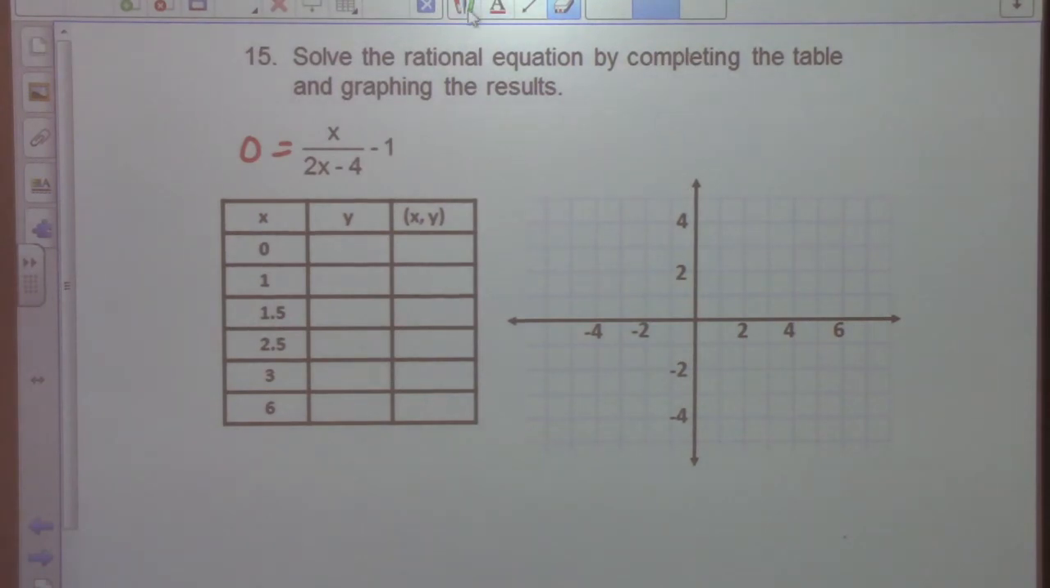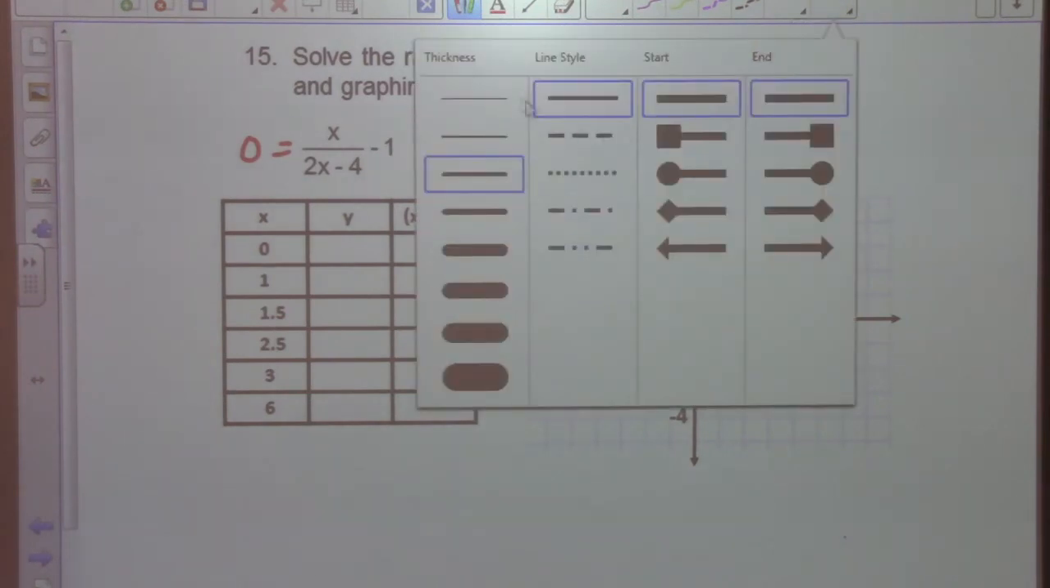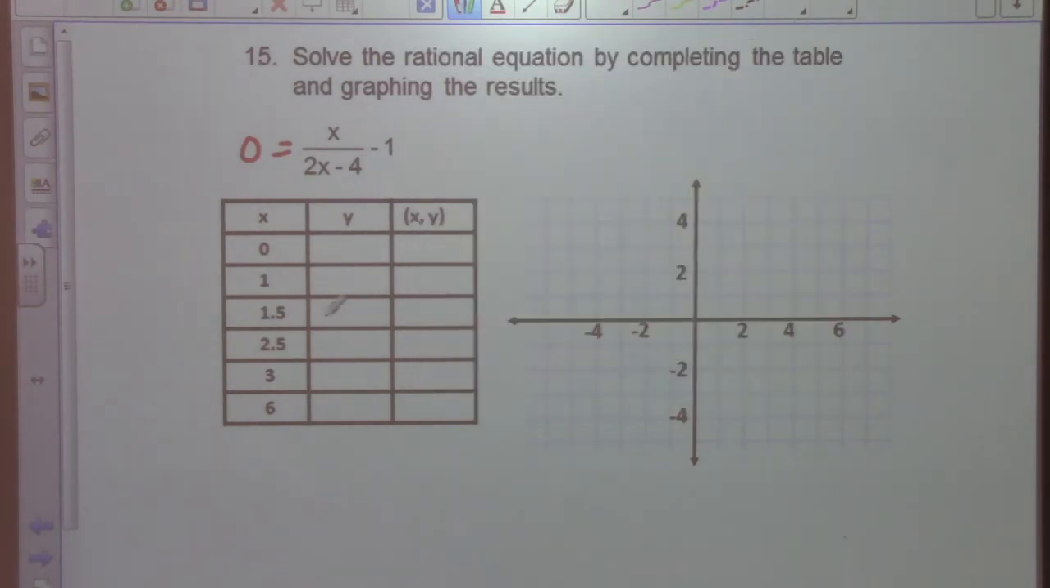So let's go ahead, and I'm going to give myself a little skinnier pen. Now we're going to do this one at a time. I'm going to go through this pretty fast. If we plug in 0, we're going to get 0 minus 1, or negative 1. So our coordinate pair here is going to be 0, comma, negative 1, which is going to be right here. Okay? And then we can continue.